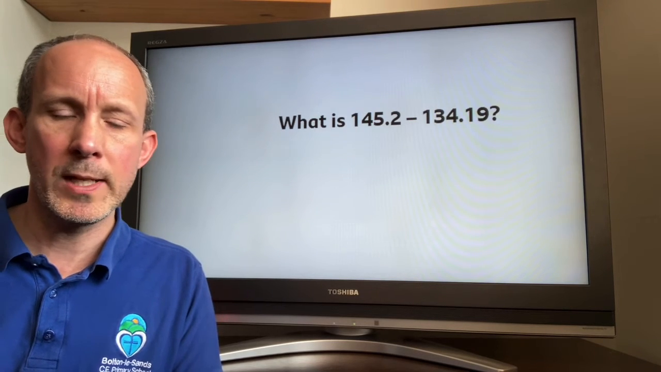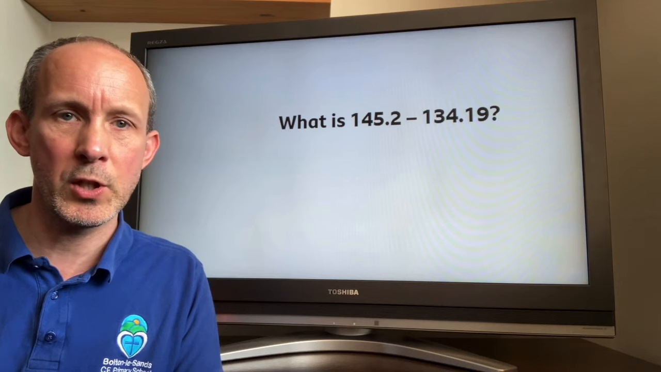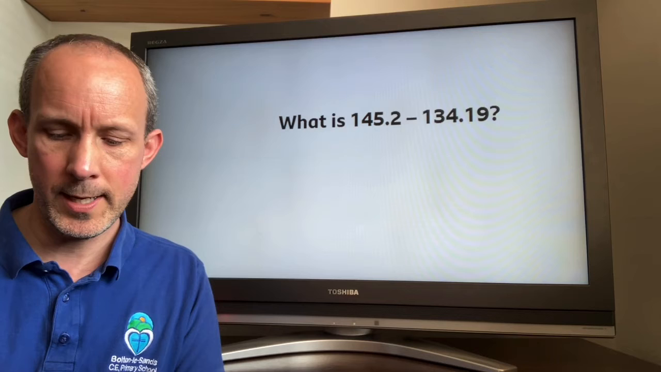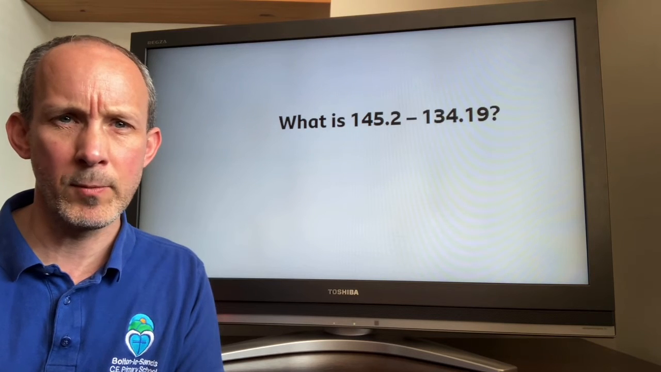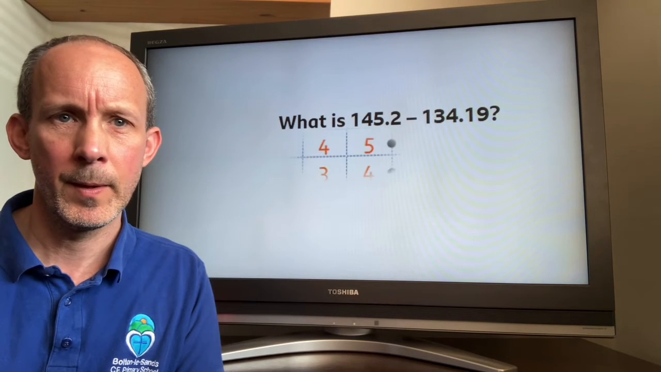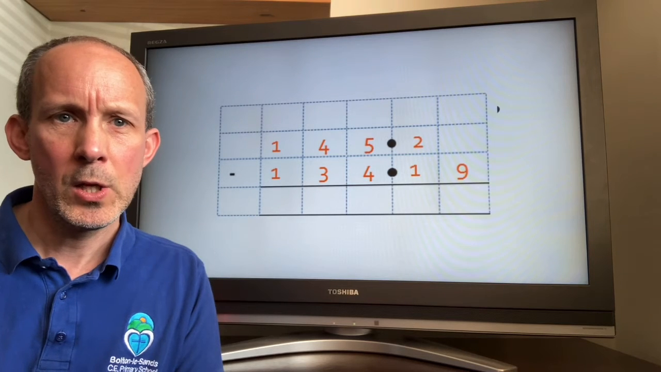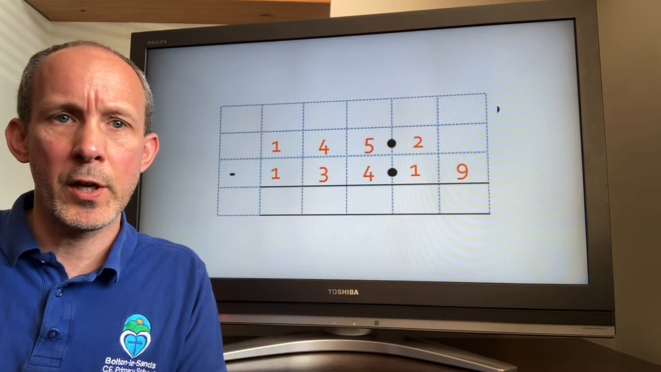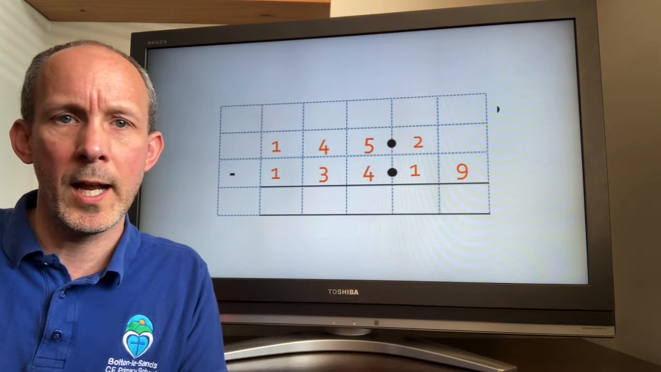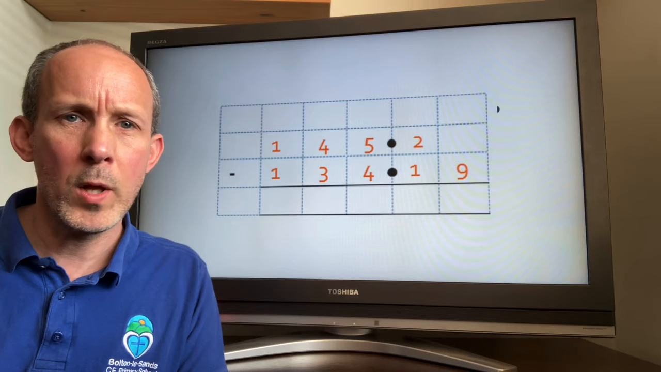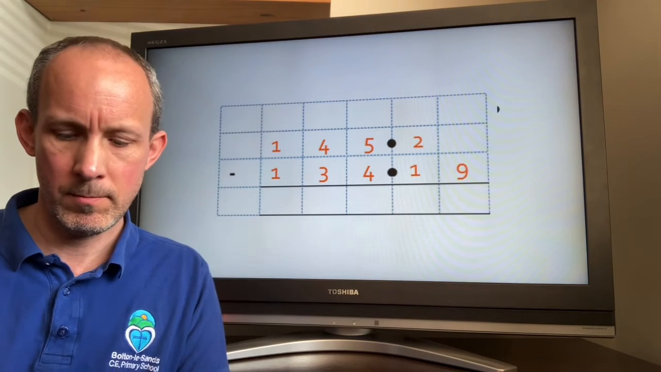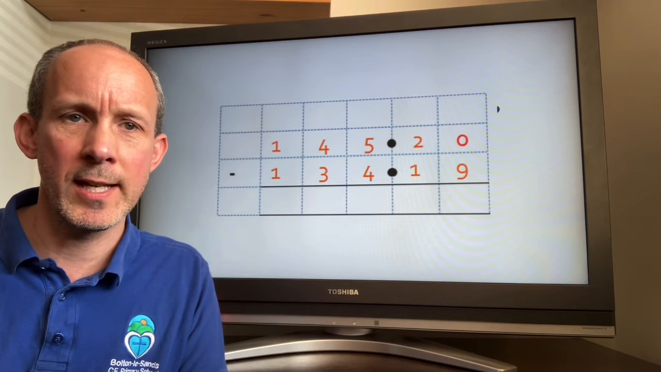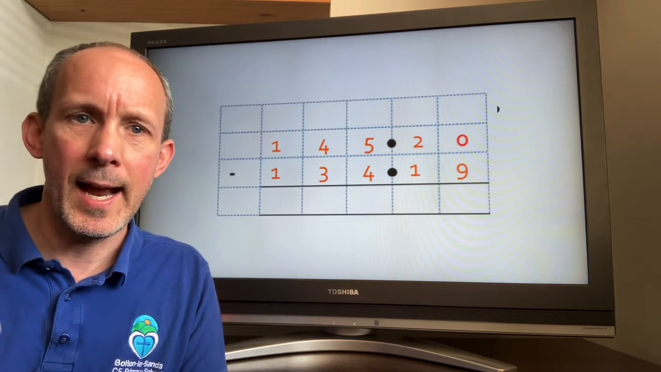Now, what is this one? What is 145.2 subtract 134.19? Think about how we would write that down. Here we go. So if you notice on the top here, we've got the 145.2 on the top with 134.19 underneath. What's going to make it a little bit easier for us? Put the 0 in. Okay, adding that extra 0 there into that empty space, and it means we can work there.